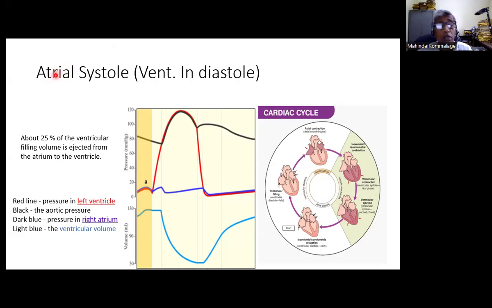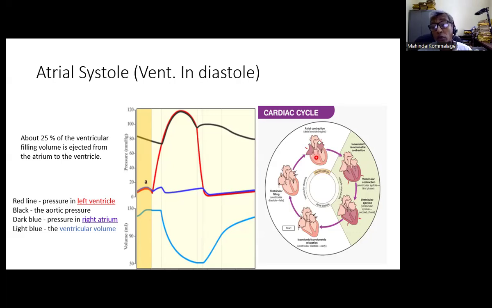Right. So we will start with the atrial systole. When the electrical activity spreads to the atria, they will contract, right? So atrial contraction will push blood to the ventricle, as you can see here. This volume of blood pushed to the ventricle by atrial contraction is only 25% of ventricular filling. I mean, if we consider all the volume, let's say we get 3 liters of blood, only 25% of that volume will get through atrial systole.